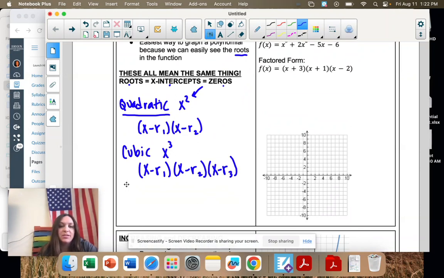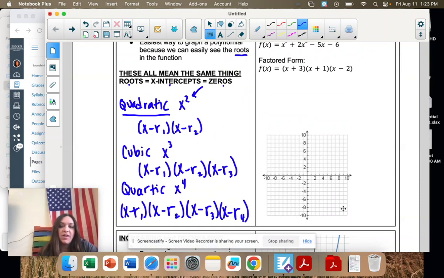The next one is called a quartic. It's x to the 4th. Guess how many factors there would be? Guess how many roots there would be? 4. So the degree of the polynomial determines the amount of factors.